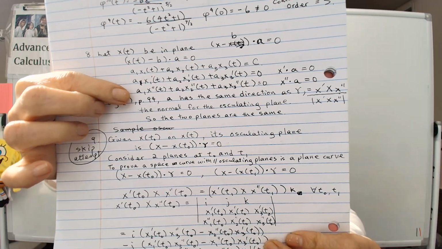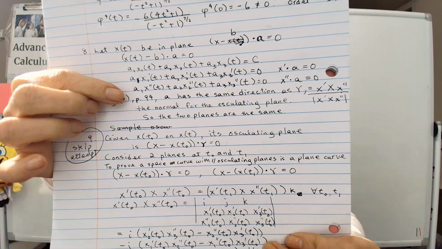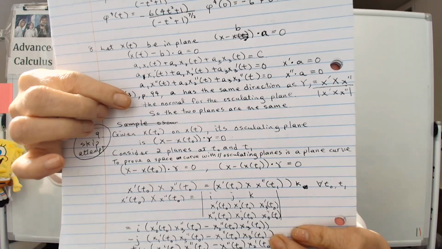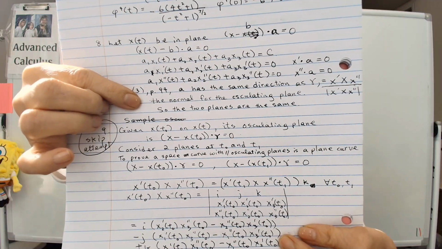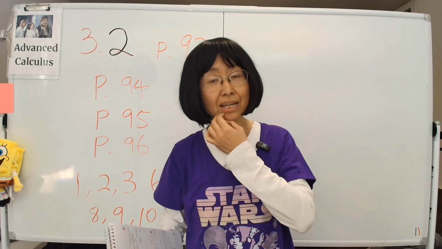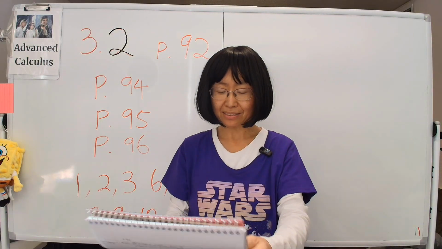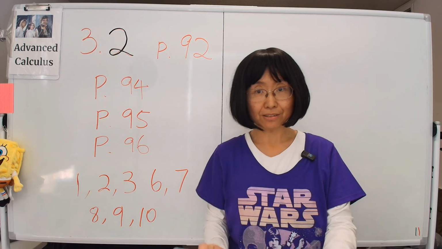Okay, which means that a has the same direction as gamma, which is x prime cross x double prime, which means a has the same direction as the normal for the osculating plane, which means the two planes are the same because they are parallel and they go through the same point. Okay, so they must be the same plane. So that is why the osculating plane of a plane curve is the curve's plane.